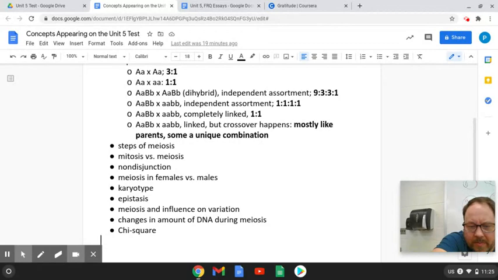Meiosis in males versus females. For females, meiosis 1 and meiosis 2 may be separated by decades, whereas males are continuously producing sperm throughout life. So meiosis 1 and meiosis 2 are going to follow in pretty short order.